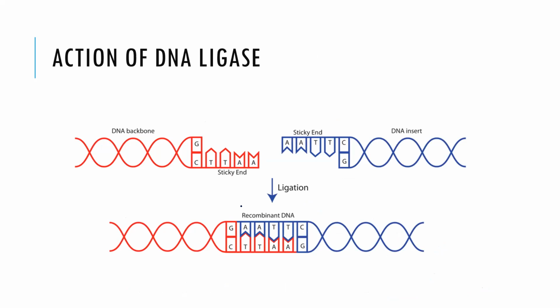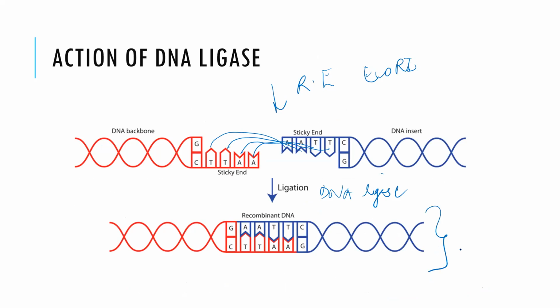Action of DNA ligase. So we have got sticky ends here because of the action of the restriction enzyme, particularly EcoR1 in this case. And then ligation is done by DNA ligase, and it is very easy to ligate sticky ends. So A comes here, this A comes here, T comes here, this T comes there. So this is how the recombinant DNA is produced.